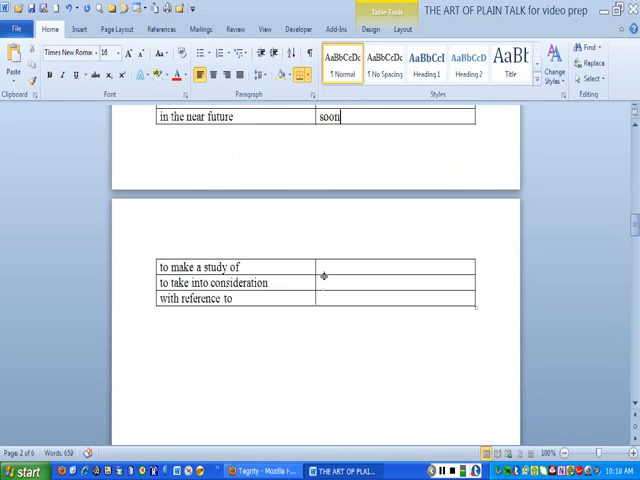Just a few more here. To make a study of, just simply to study. To take into consideration. Why do you need that to take into? It's just to consider or to think about. With reference to, about.